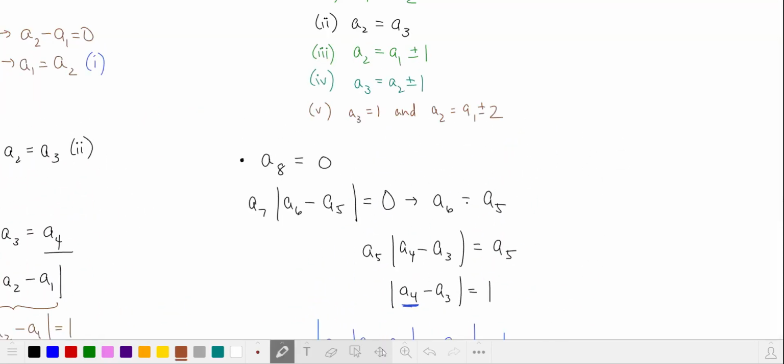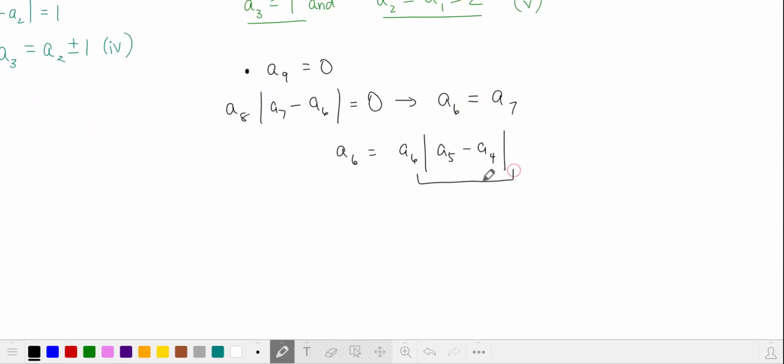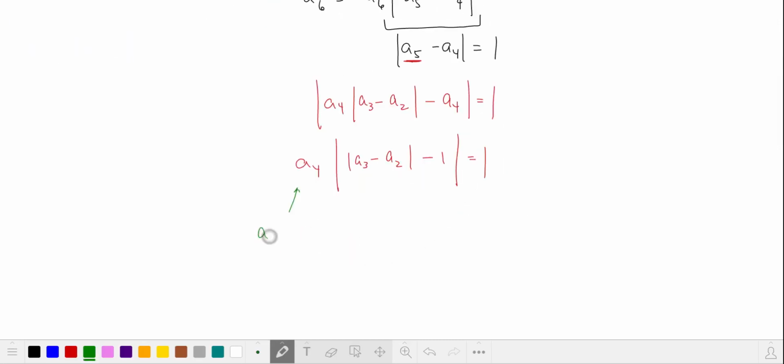And continue with a sub 9. And substituting, a6 equals a7, and substituting, this absolute value equals 1. So we'll substitute for a5, factor out the a4. We get a4 equals 1, and inside the absolute value, since this is always positive, we must have a3 minus a2 is equal to 2.